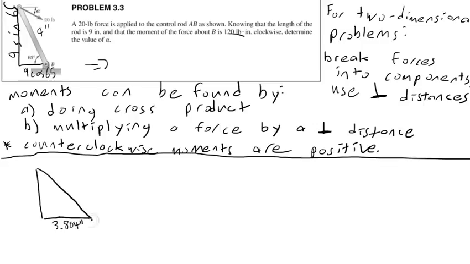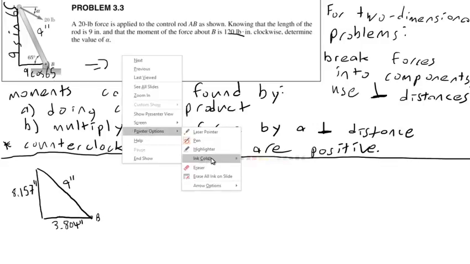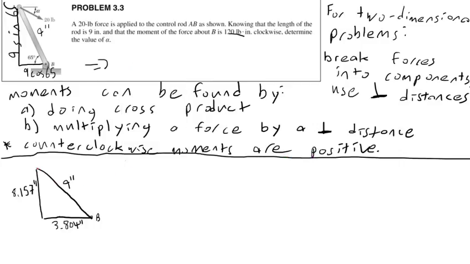And we're interested in the moment about B, then 9 sine 65 is 8.157 inches, and the hypotenuse, of course, is 9 inches. Now, if we look at the components of the force on here, I'm going to have Fx and Fy.